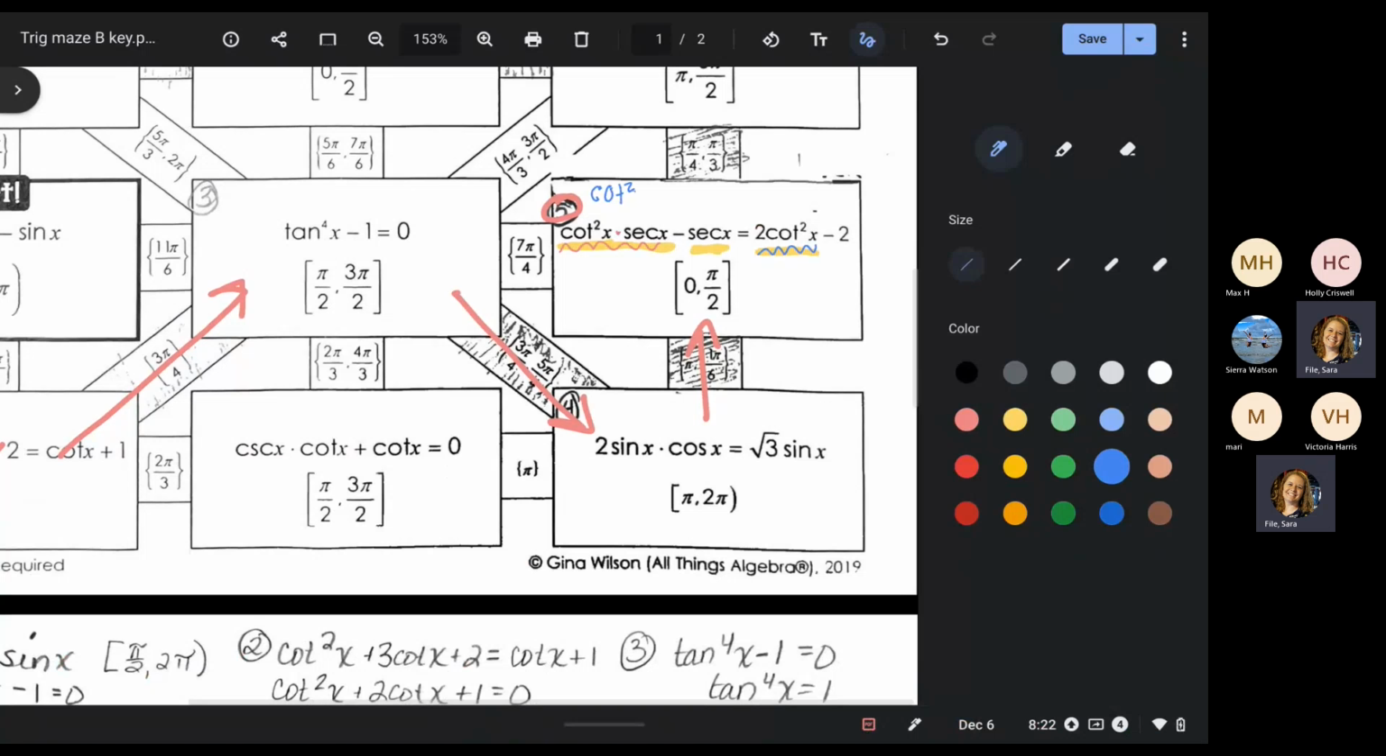So we'll have the cotangent squared x secant x. And then I'm going to subtract this minus 2 cotangent squared x. And then I'm going to write the minus secant x that's already over there. And then this 2 is going to get moved over by addition. So it becomes plus 2. And now everything's on the left side, so it's set equal to 0.